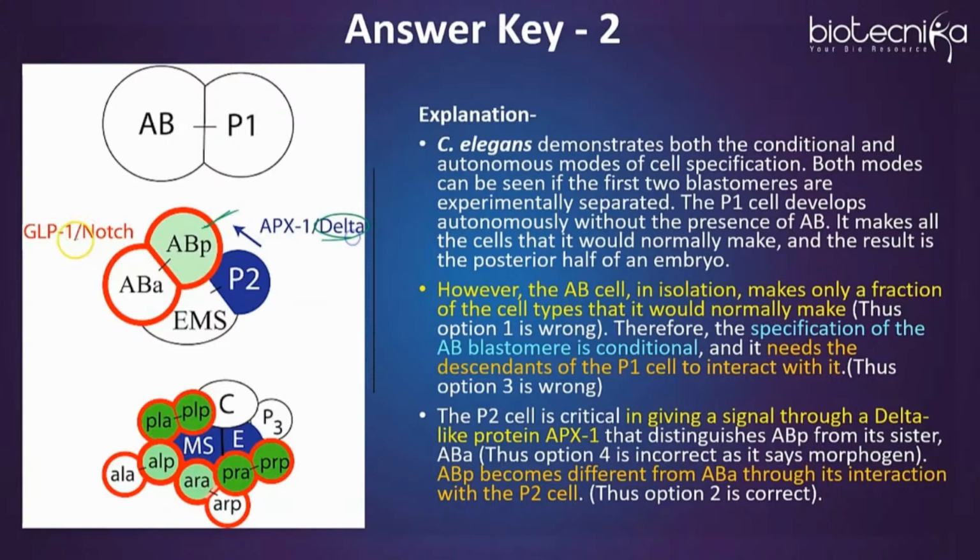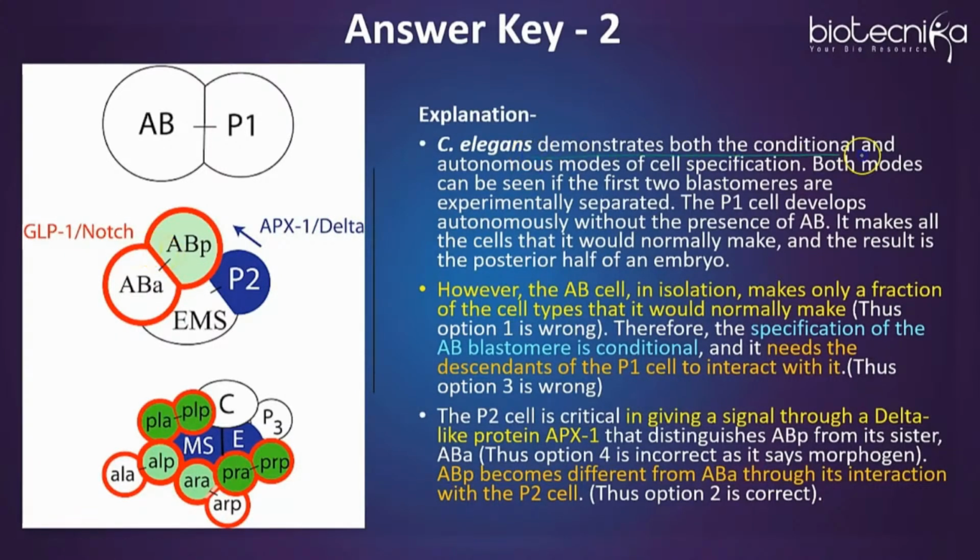And that too, if you know something about Notch delta signaling, they are part of juxtacrine signaling. Okay, and juxtacrine signaling means they need cell to cell contact. Right, so if P2 was a morphogen, it would have released the signal to ABA also. But since it's juxtacrine signaling, only the cell which it is in direct contact with will be influenced. Okay, so you can understand how much intricate detail they are basing questions on these days.